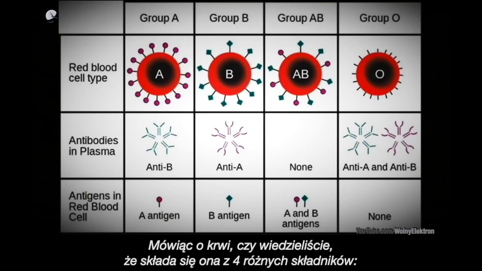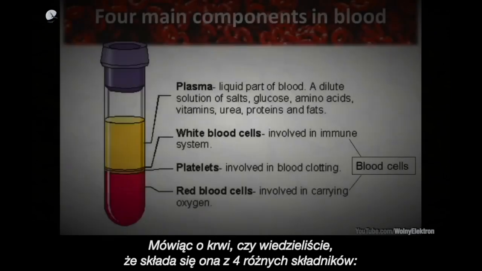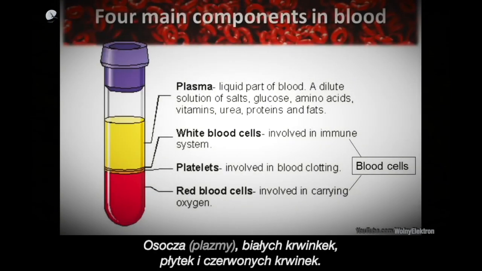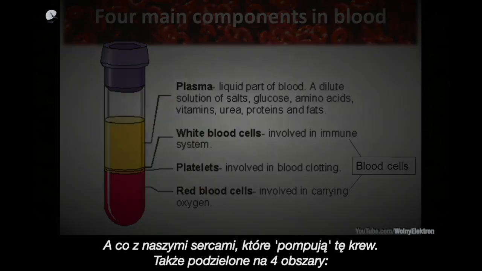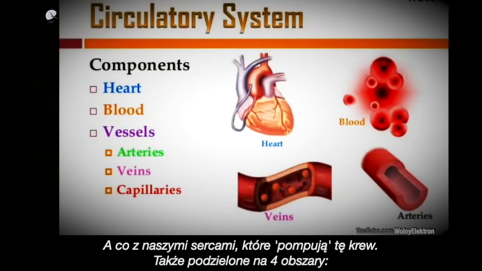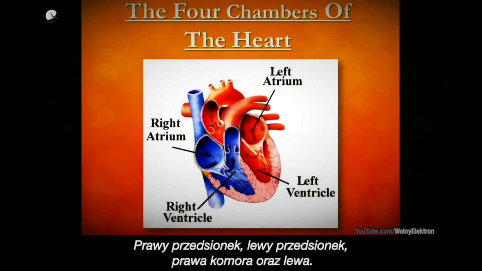Speaking of blood, did you know that our blood is made up of 4 main components? Plasma, white blood cells, platelets and red blood cells. What about our hearts that pump this blood? Also divided into 4 chambers. The right atrium, the left atrium, the right ventricle and the left ventricle.